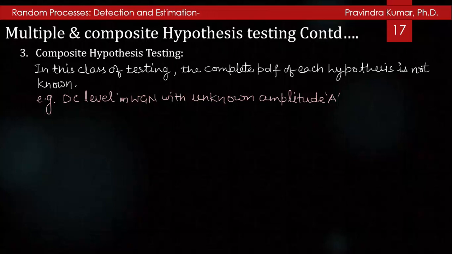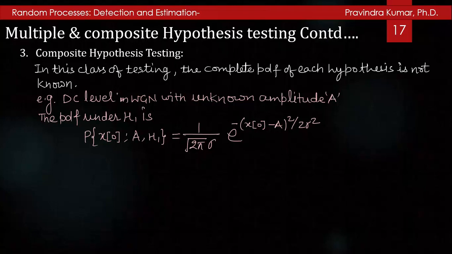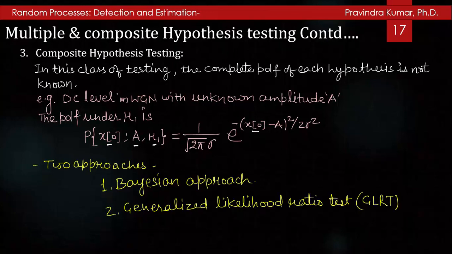For example, if we wish to detect a DC level with an unknown amplitude A in white Gaussian noise, then the PDF under hypothesis H1, the probability of the observed sample x[0] with unknown amplitude A given H1, will be (1/√(2πσ²)) e^(-(x[0] - A)²/(2σ²)), and A is unknown here. The PDF is not completely specified, so we cannot directly perform the likelihood ratio test here. There are two approaches for this composite hypothesis testing. First is the Bayesian approach, and another is the generalized likelihood ratio test, GLRT.